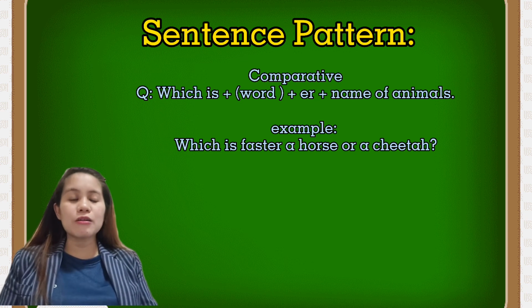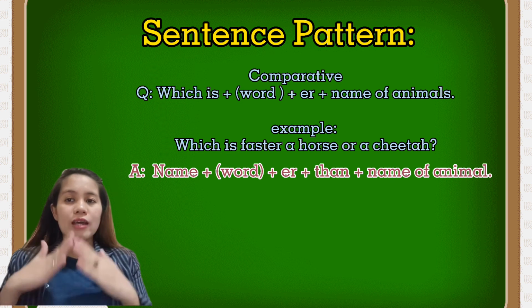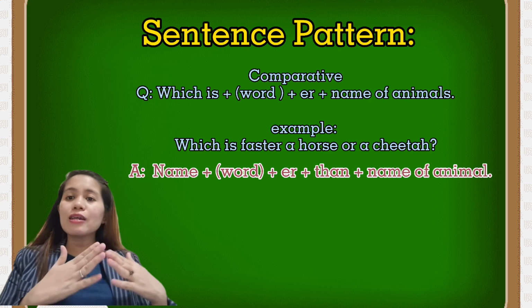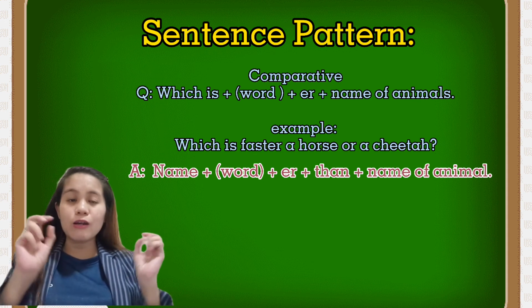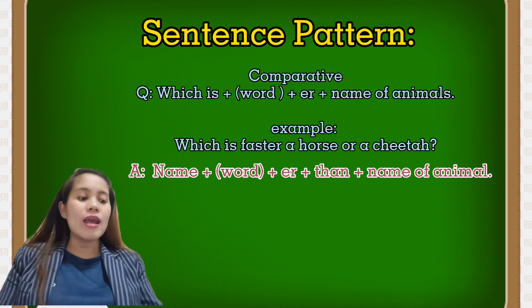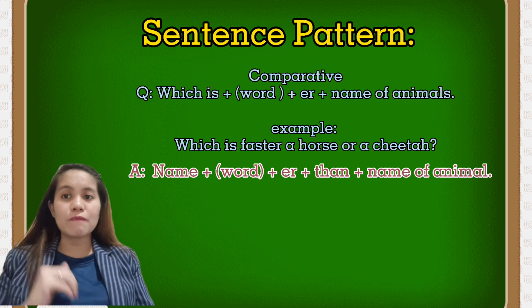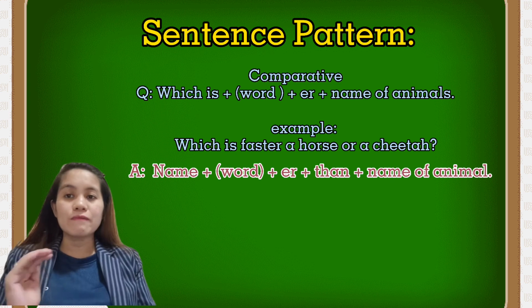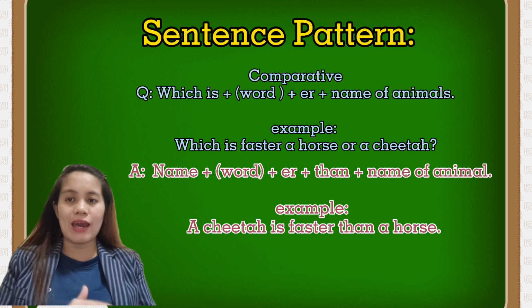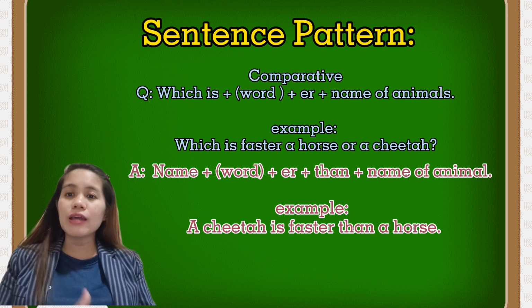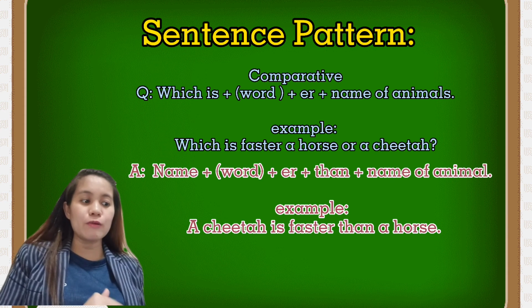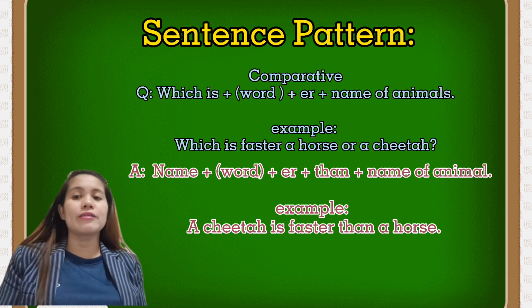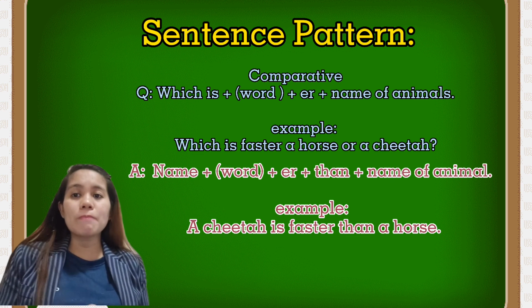And the answer for that is the name of the animal and the comparative word, adjective plus ER, and then "than". Do not forget to put "than". Faster than, slower than, smaller than, bigger than, and the name of the animal that you compare. So that is for the comparative.